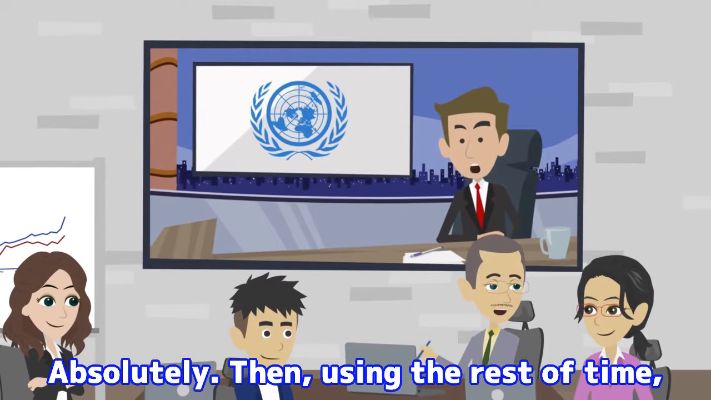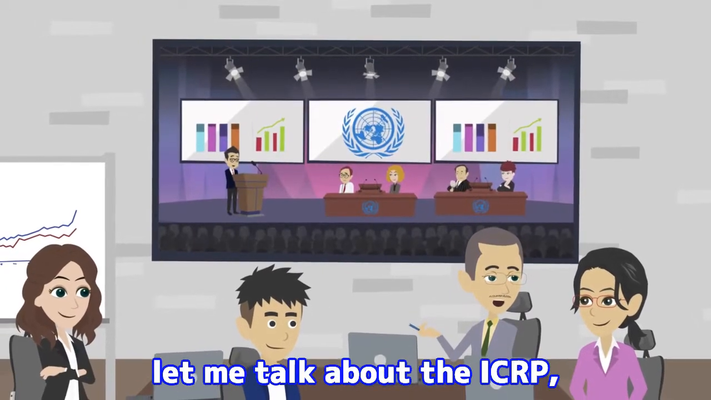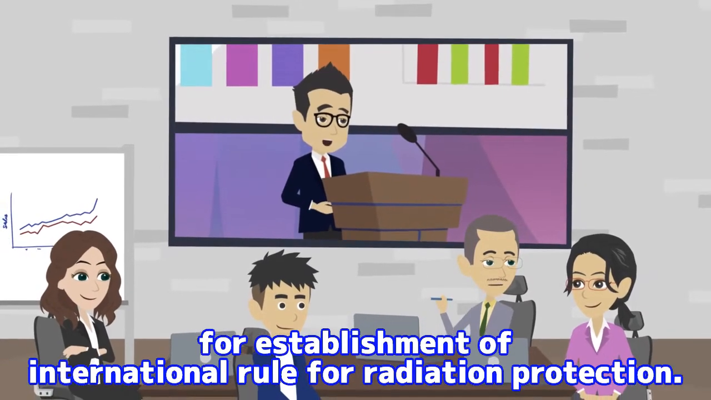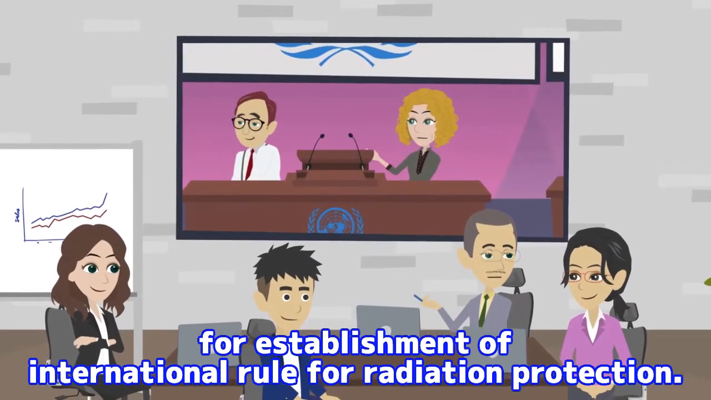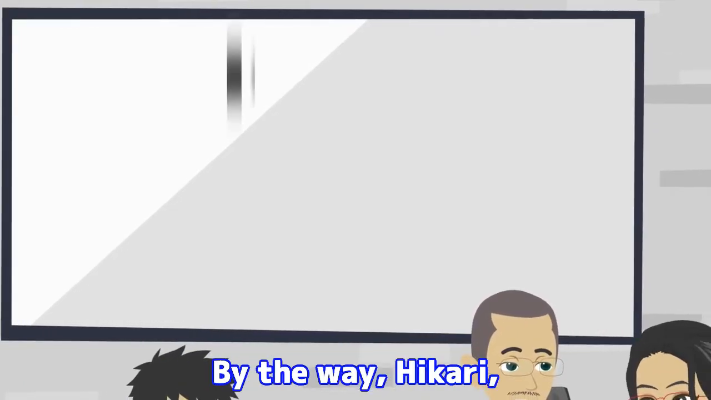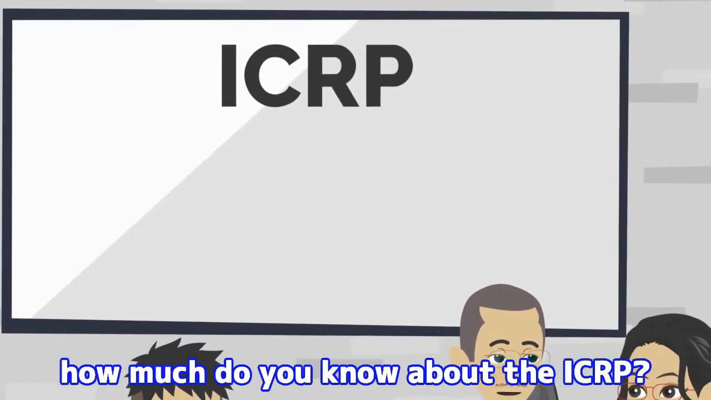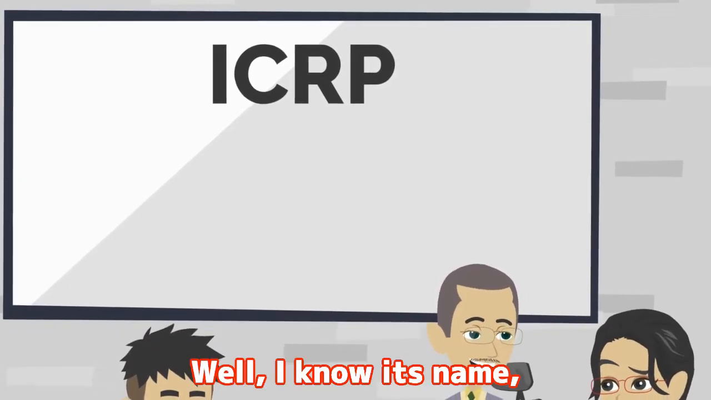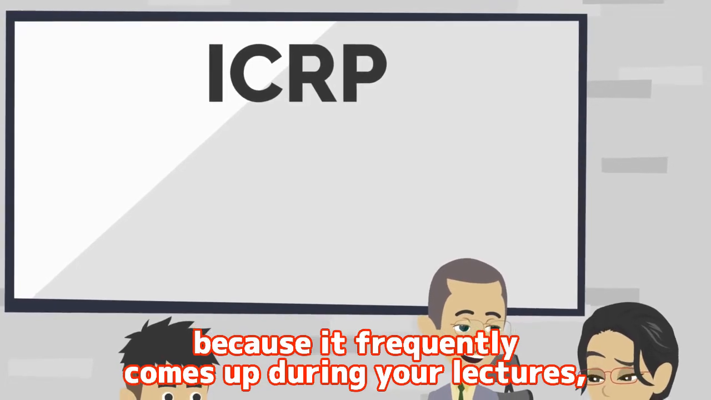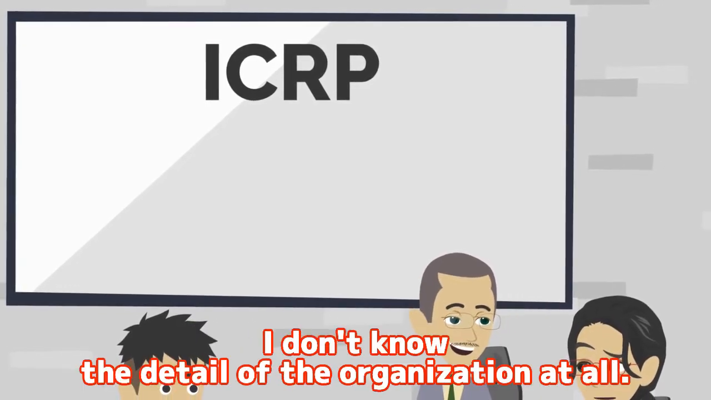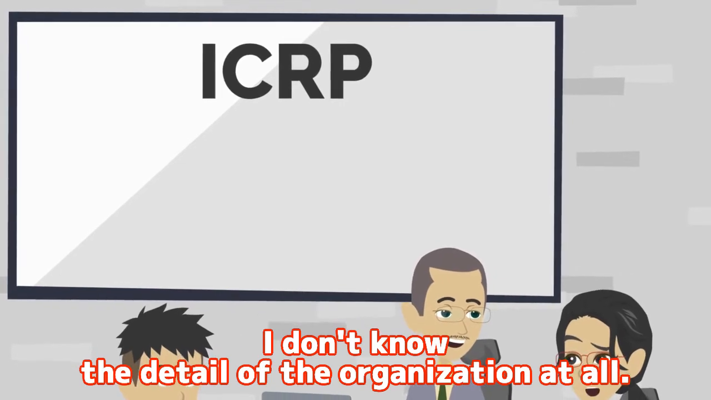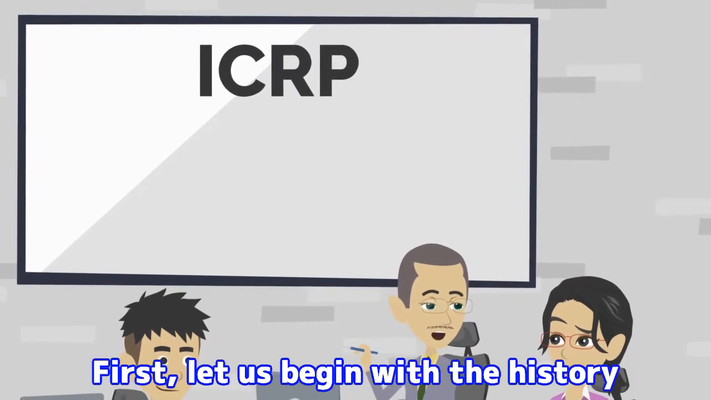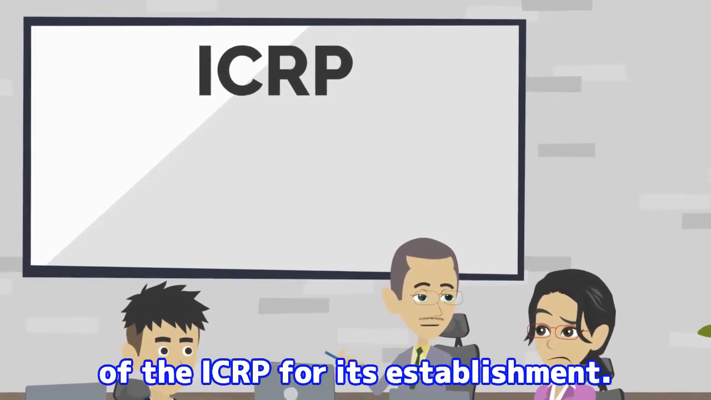Absolutely. Then, using the rest of the time, let me talk about the ICRP, which plays an important and key role in establishment of international rules for radiation protection. By the way, Hickory, how much do you know about the ICRP? Do you know it very well? Well, I know its name, because it frequently comes up during your lectures, but actually, I don't know the details of the organization at all. Okay, no worries. First, let us begin with the history of the ICRP for its establishment.